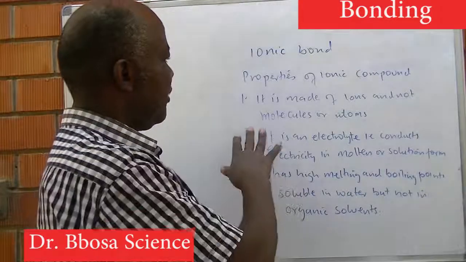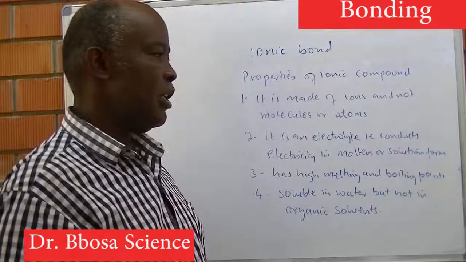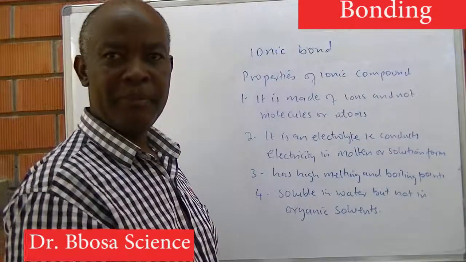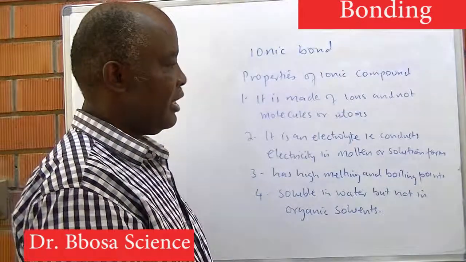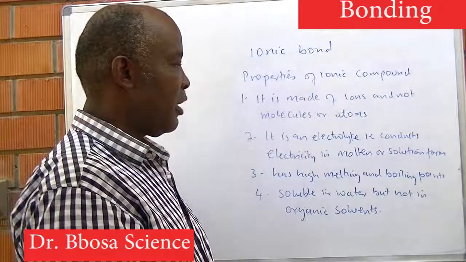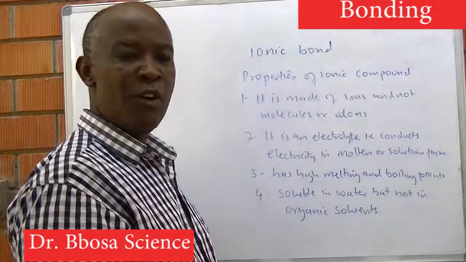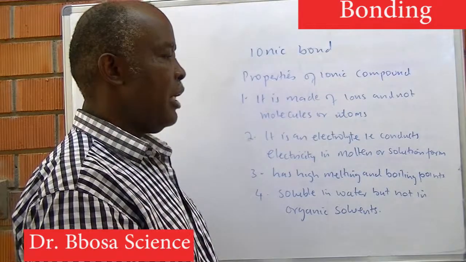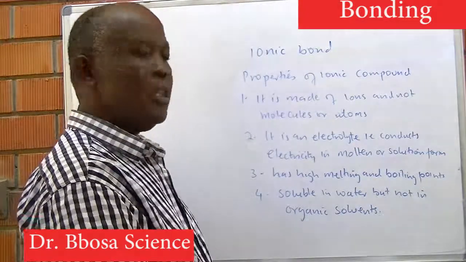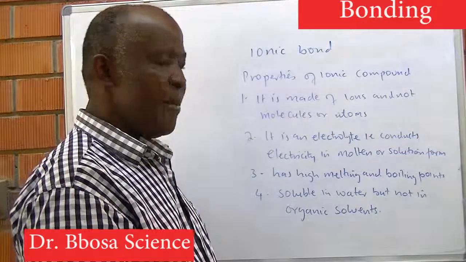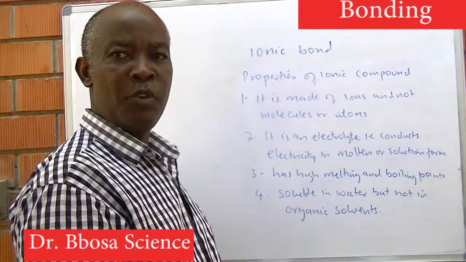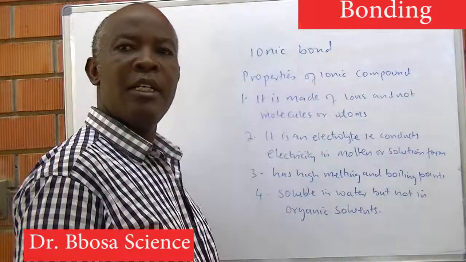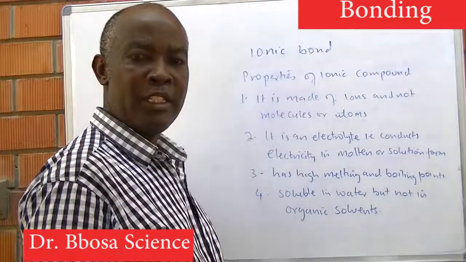Properties of ionic compound: 1, it is made of ions and not molecules or atoms. 2, it is an electrolyte, that is, it conducts electricity in molten or solution form. 3, has high melting point and boiling points. 4, it is soluble in water but insoluble in organic solvents. Ionic compounds are soluble in water but insoluble in organic solvents.